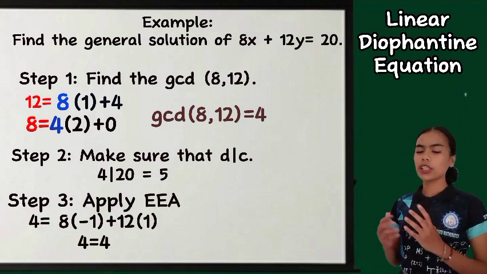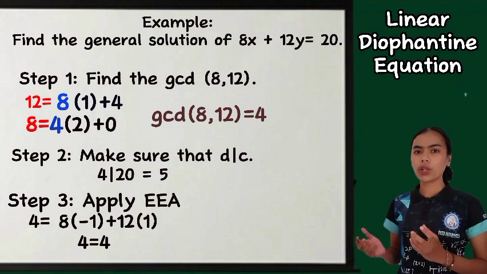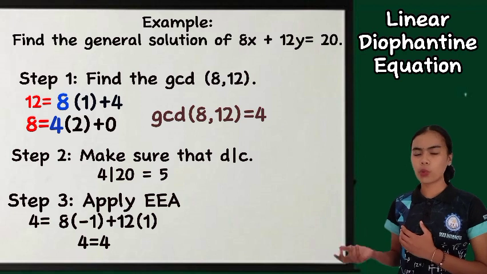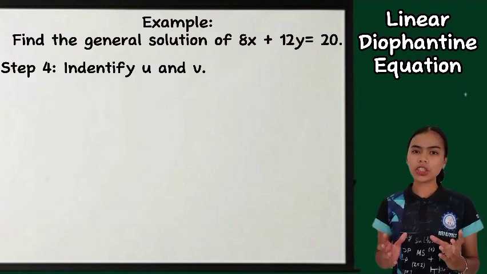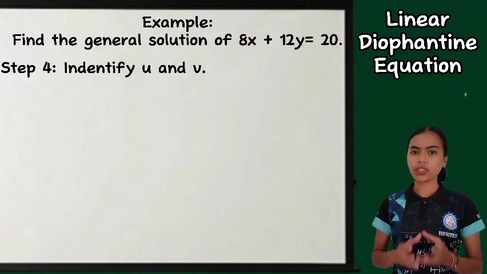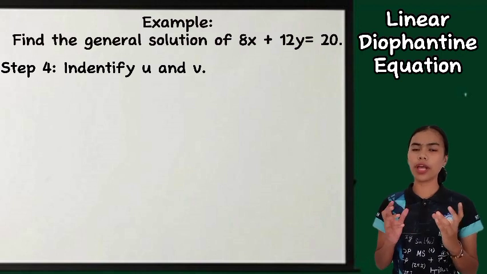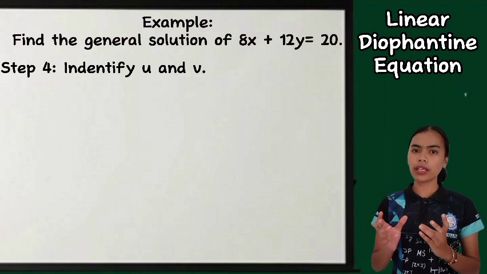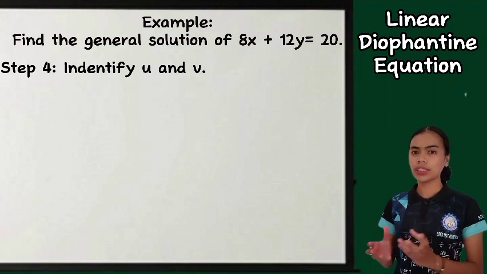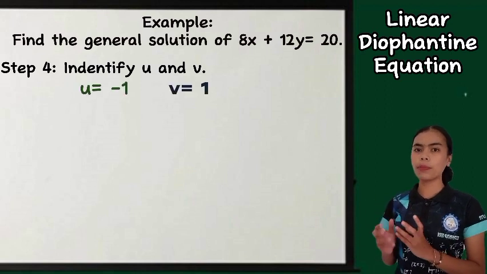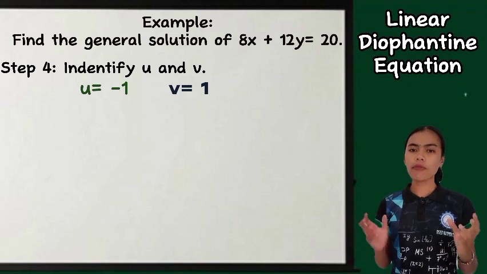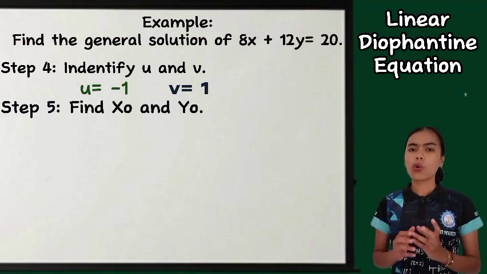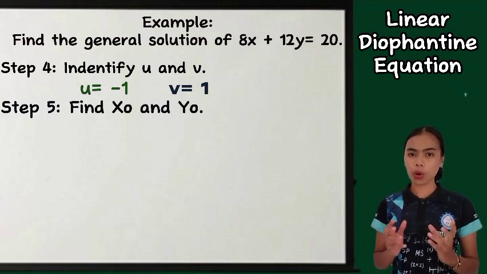And then our equation now is 4 is equal to 8 multiplied by negative 1 plus 12 multiplied by 1. So our fourth step is to identify our u and v. In the equation ax plus by, our u and v are the x and y. So our u now is negative 1, and our v is positive 1. So in step 5, we will identify what our x sub o and y sub o are.